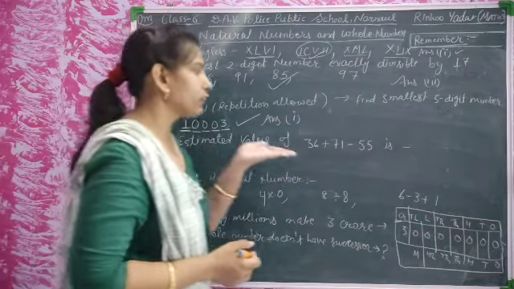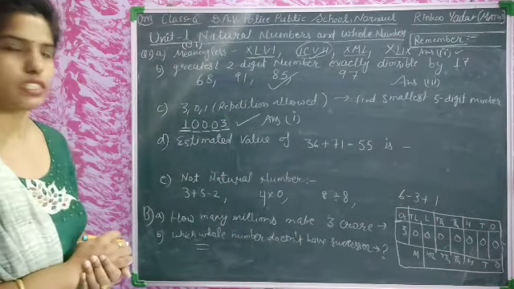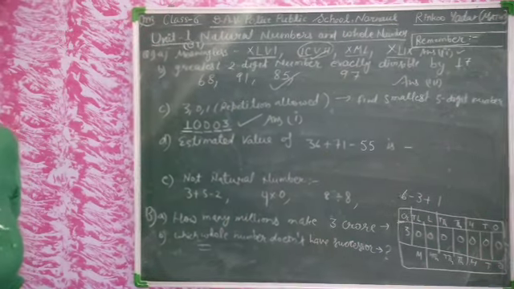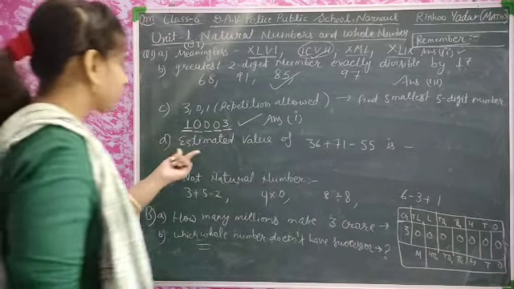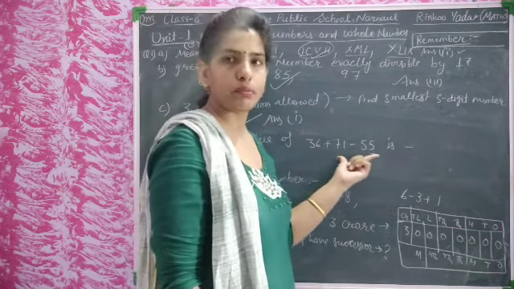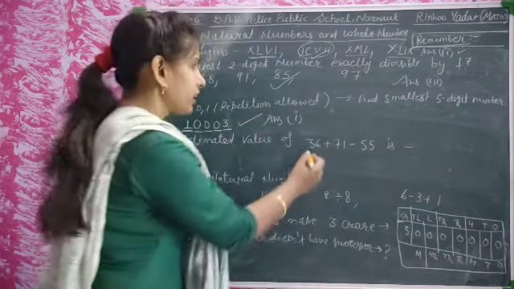Now part D. In part D, you have to find here the estimated value of this number. You are seeing there, students, the estimated value of 36 plus 71 minus 55.